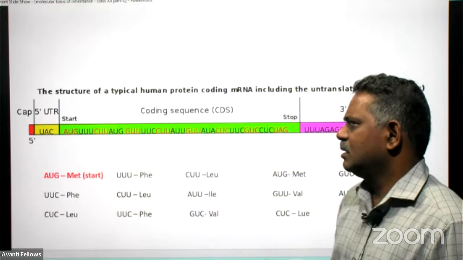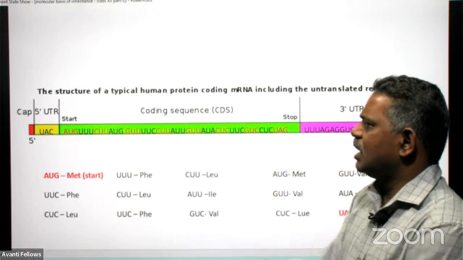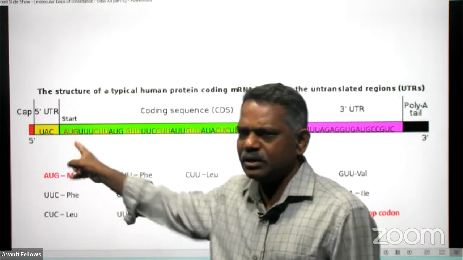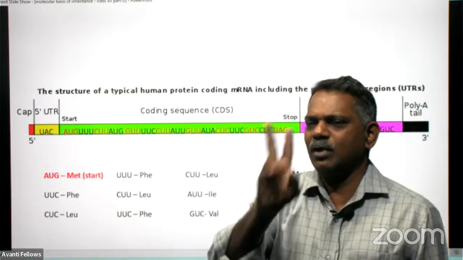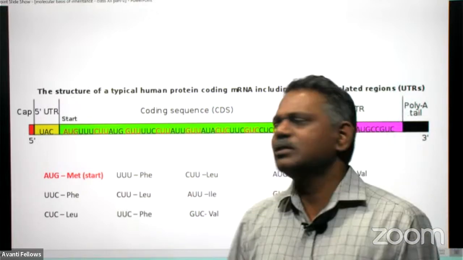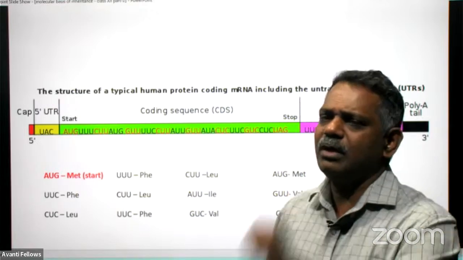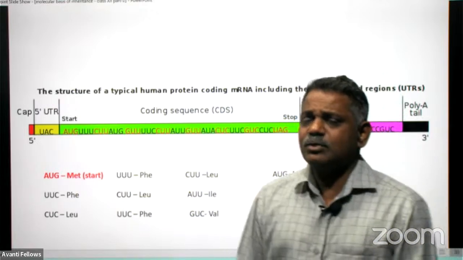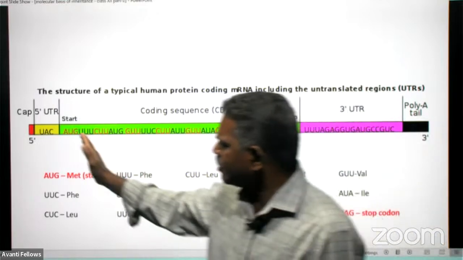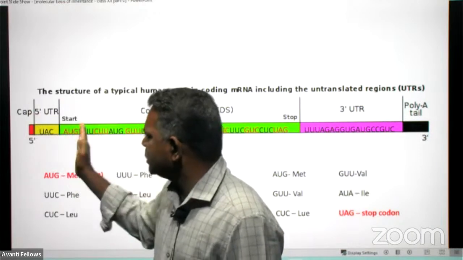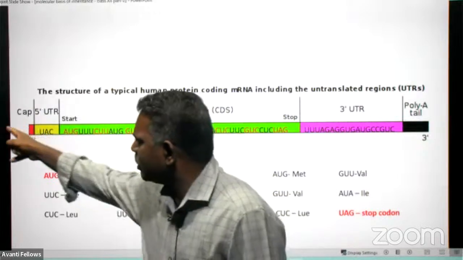Right? So the process of translation always starts with AUG. While discussing the triplet codon, I told you AUG has a dual function. What are the functions of AUG? One is to code for the amino acid methionine, and another is to initiate the process of translation. And many triplet codons will be there before this AUG. Here you can see the start. Before AUG, many triplet codons will be there.